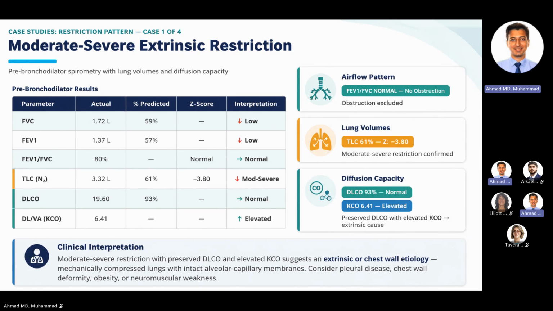It is important, if you suspect on spirometry a reduction in your forced vital capacity, to get total lung capacity, which is also moderately reduced with a z-score of minus 3.80. You look at the diffusion capacity, which is normal. So an individual who shows moderate restriction confirmed on total lung capacity, with a normal diffusion capacity, suggests a chest wall etiology for their shortness of breath, or an extrinsic etiology such as pleural disease, chest wall deformity or neuromuscular disease.